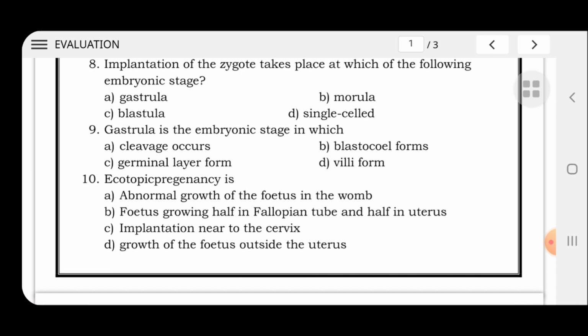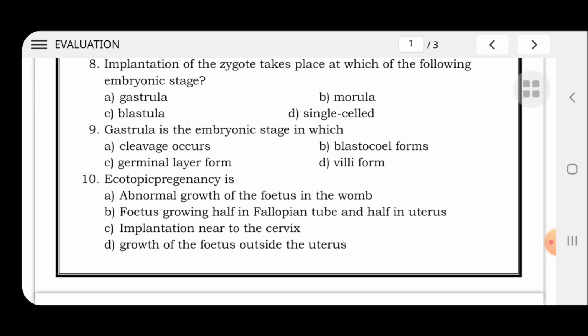Gastrula is the embryonic stage in which. What are the changes that happen in the gastrula? During gastrulation, some of the blastomeres move up and down. In this way, it arranges itself to form three layers, that is ectoderm, endoderm, mesoderm. So here, germinal layer formation is the correct answer.